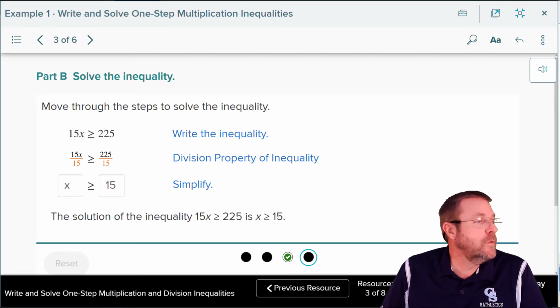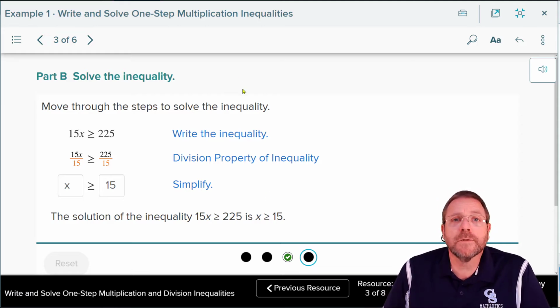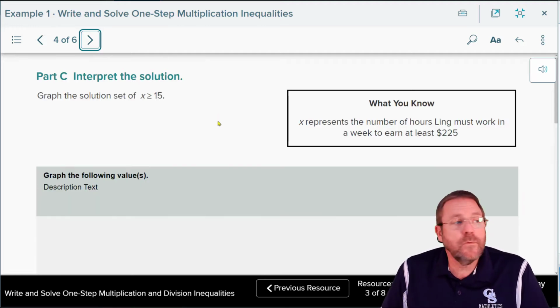Really easy to do these problems. The hardest part here is figuring out how to write it. After you write it, it's going to be just like the problems we worked the past 2 nights in our homework. Part C says to interpret the solution.